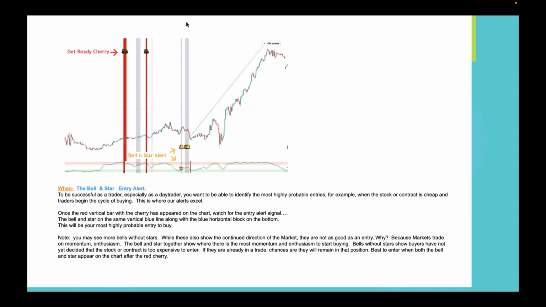Note, you may see more bells without stars. While these also show the continued direction of the market, they are not as good as an entry.